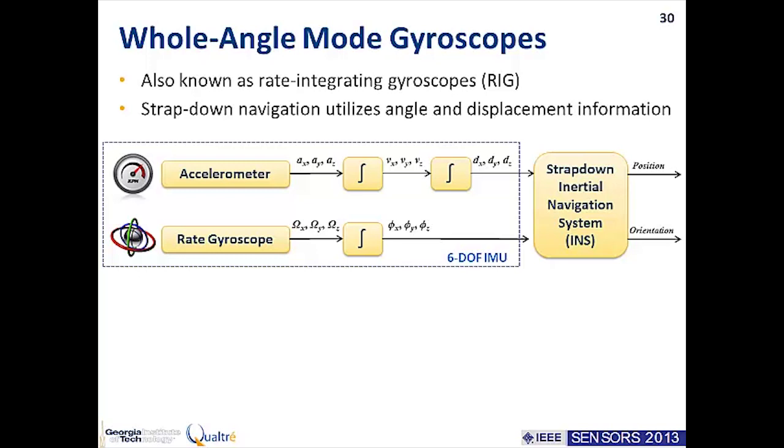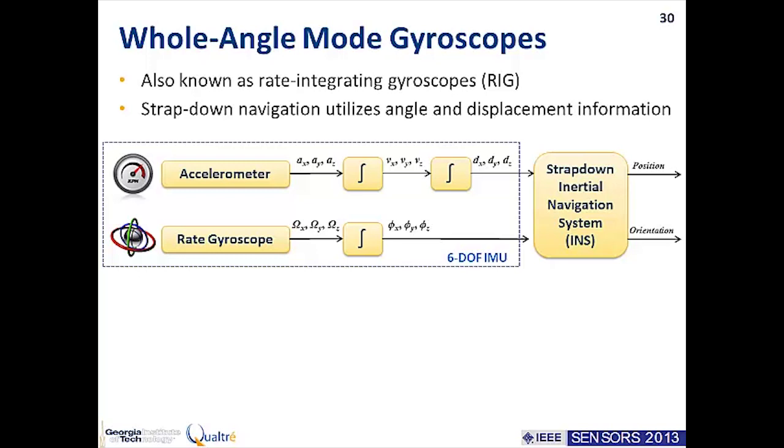So now let's move from rotation rate gyroscopes into whole angle mode operation gyros, and probably it's good to start by defining why whole angle mode gyros are attractive. If we take, for example, an application like an inertial navigation system, obviously to keep track of the motion of an object, the information that you really want from your sensor is the displacement and the angle of rotation. So if you're utilizing a rate gyro, what you need to do is take the rate signal and then integrate it over time to get your angle of rotation.